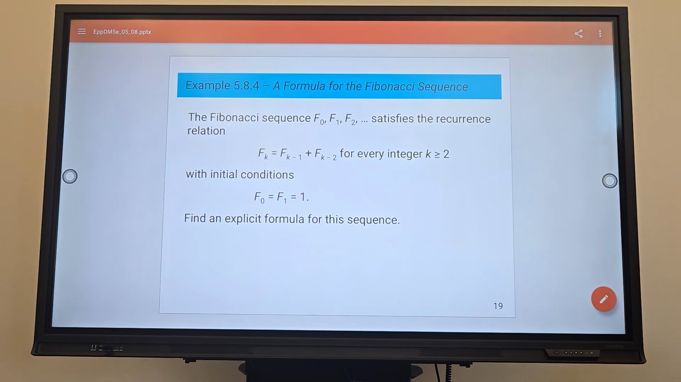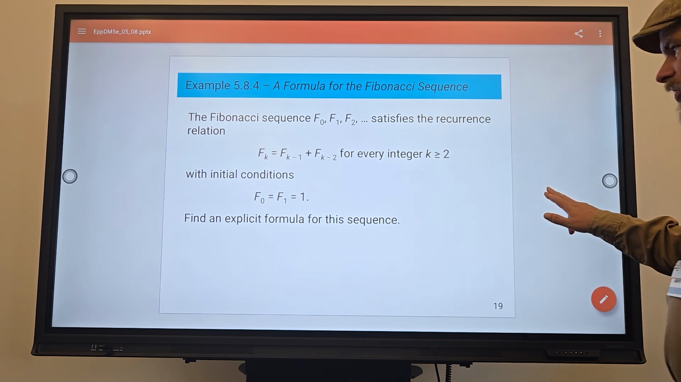Example: the Fibonacci sequence f0, f1, f2, etc. satisfies the recurrence relation f sub k equals f sub k minus 1 plus f sub k minus 2 for every integer k greater than or equal to 2, with the initial conditions f0 and f1 equal 1. Find an explicit formula for this sequence.